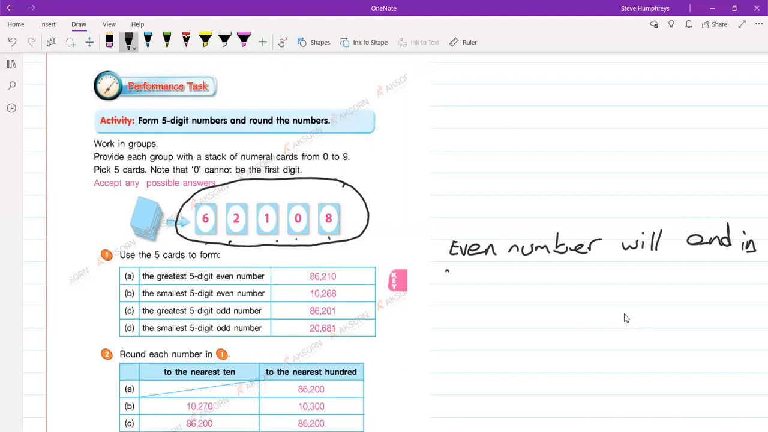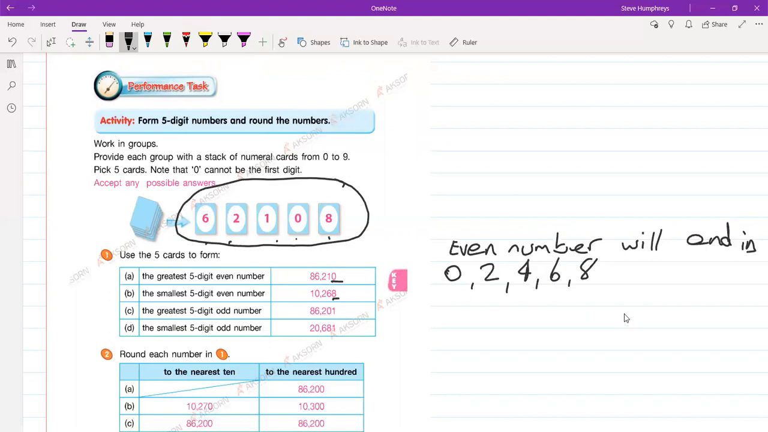End in 0, 2, 4, 6, or 8. That'll be an even number at the end, the last digit. The smallest 5-digit even number, okay, using your chosen digits. It could be totally different for this. If you chose 5 different numbers, you'll have different answers, okay? Smallest 5-digit even number, so it ends there with an 8.